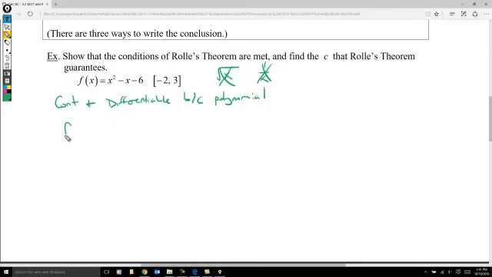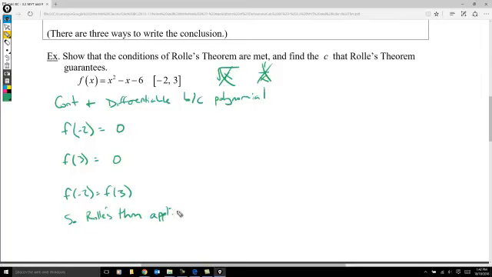First step, I need to find f of a and f of b. So I need to find f of negative 2, f of 3. Plugging these into the original equation, I end up getting 0 and 0. You can check my math. So basically, because f of negative 2 equals f of 3, Rolle's theorem applies. So I went through the three conditions: continuous and differentiable, check, check. F of a equals f of b, check, so Rolle's theorem applies.